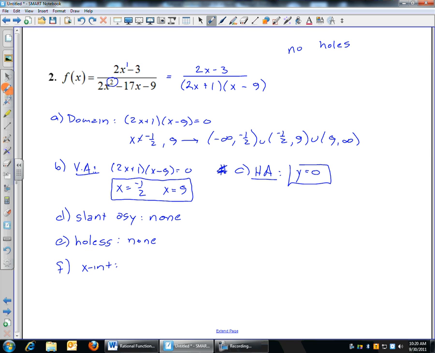X-intercepts, we will set the numerator equal to 0. 2x minus 3 equals 0. Add 3, divide by 2, and you get 3/2. So we have an x-intercept of 3/2.